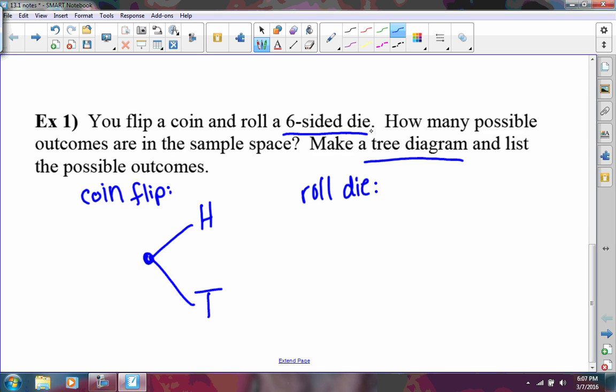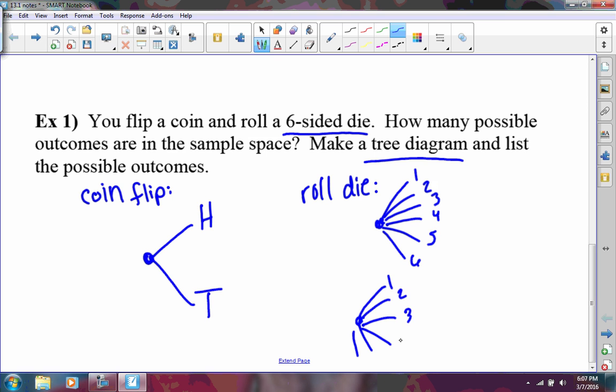It's important to know how many sides there are because there can be more than 6, but a standard die has 6 sides. So if you roll heads, then you have 1, 2, 3, 4, 5, 6 options, because those are the numbers on each of the sides of the die. Or if you roll tails and then roll the die, you still have those 6 options. So 1, 2, 3, 4, 5, and 6. We'll squeeze them in there.